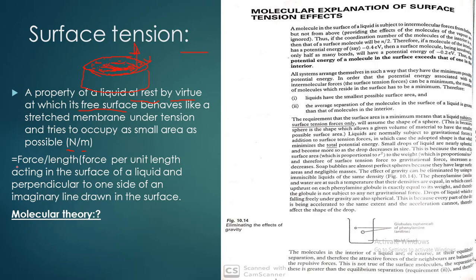But as far as the physics is concerned, the quantification of this definition, tunasema kwamba surface tension is the force per unit length, okay, force per unit length acting in the surface of a liquid and perpendicular to one side of an imaginary line drawn on the surface. So you have the surface, you have a bucket of water. So there is an imaginary line passing there. So it is the force per unit length acting perpendicular to this.